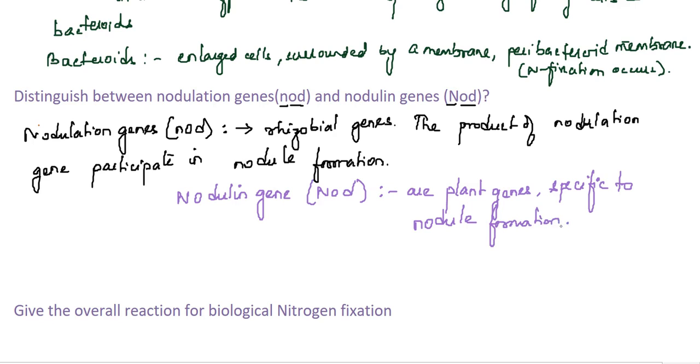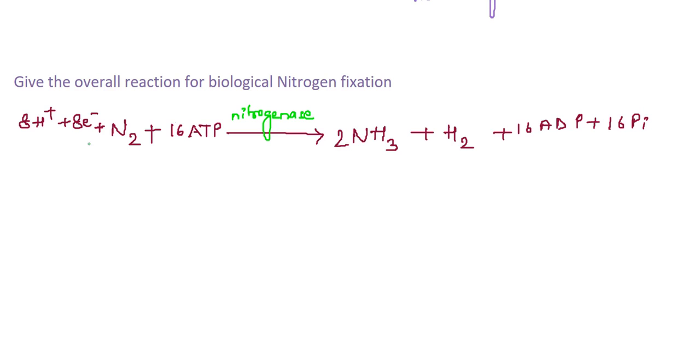8 protons, 8 electrons, and 16 ATP are required to convert one molecule of molecular nitrogen into 2 molecules of ammonia, and the enzyme required is nitrogenase.